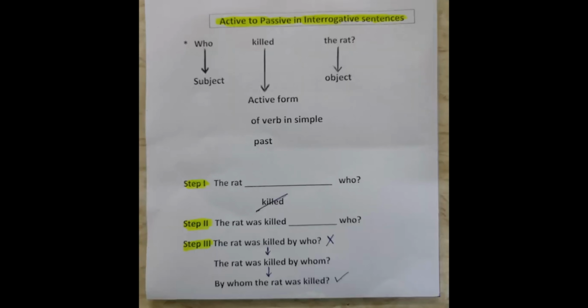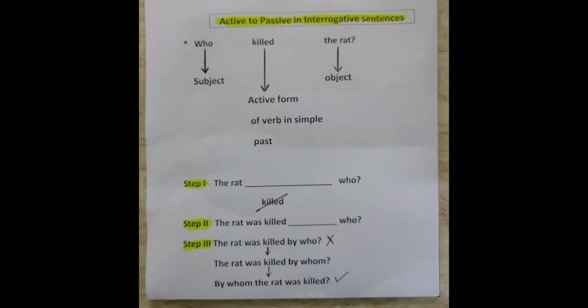Friends, now we will see how the active voice can be converted into passive voice in cases of interrogative sentences. Now here also the 3 steps have to be observed. Let us take one example. Who killed the rat? Now, who is the subject? Rat is the object, and killed is the active form of verb in simple past tense.